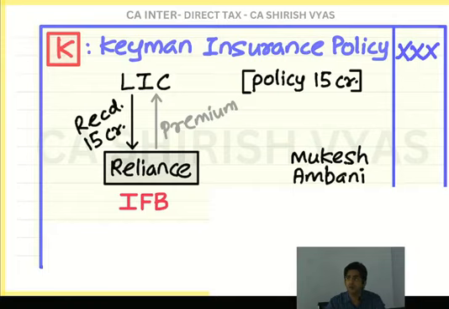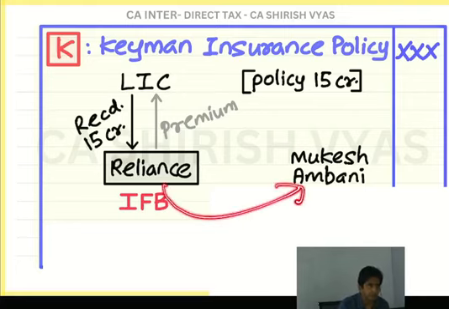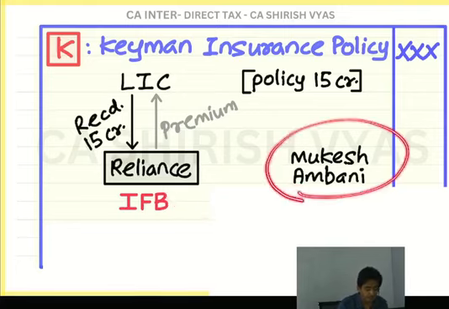Saying what? Ambani, you are still alive. We were worried that what if you die? But you are still alive and the policy is matured also. So do one thing, take all this money, you keep it. Generally it will not happen, but it might happen that Reliance passes all the funds to Mukesh Ambani. Then it will become Mukesh Ambani's personal income.